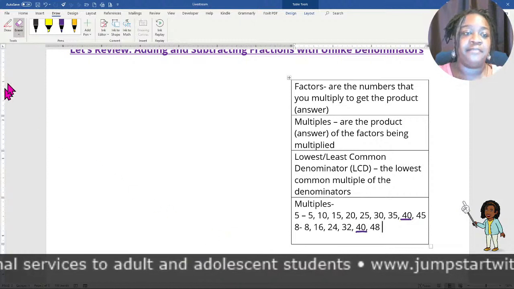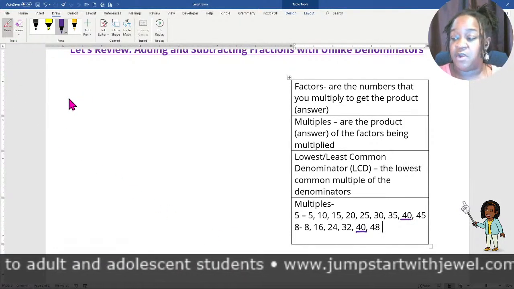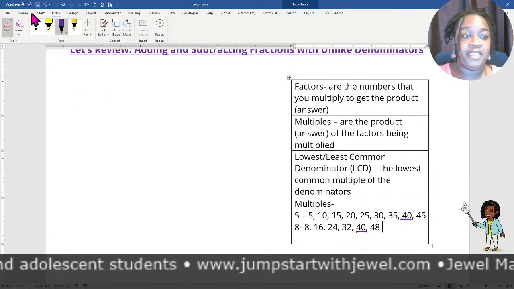There are going to be times when you may have a fraction where one fraction you'll have to convert and the other one you may not. So let's see. Oh, and I can erase this.